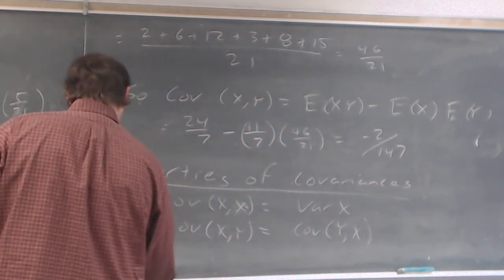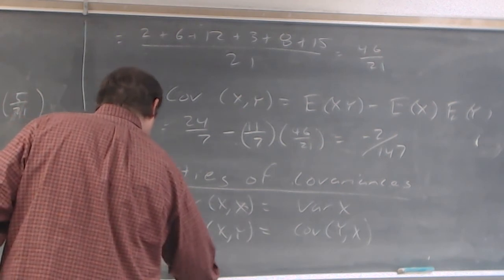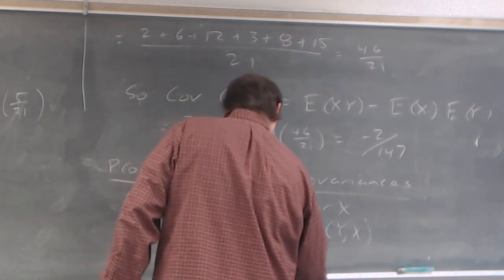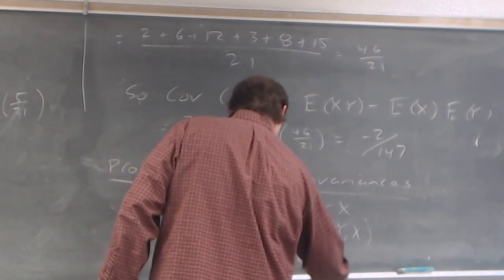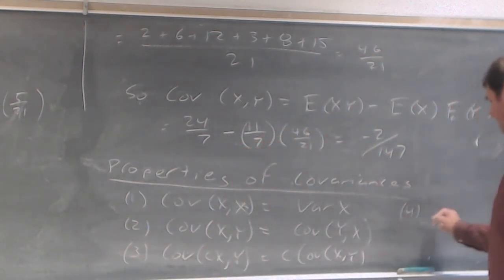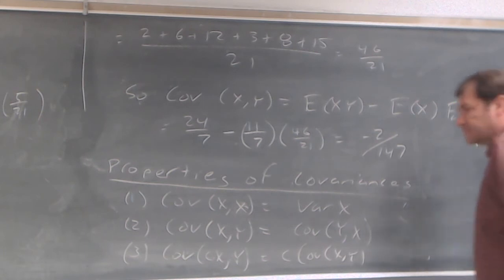A third fact is that the covariance of a constant times x with y is equal to that constant times the covariance of x with y. And the fourth one, right here, is that the covariance of x with y plus z, that's equal to the covariance of x. Maybe I'll write that on the other. Sorry.